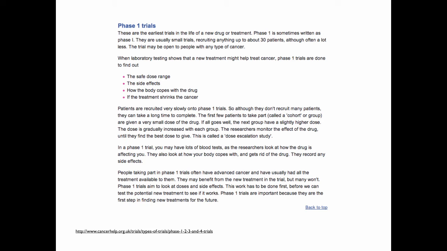That's because you want to wait in between treatments for 2 to 3 weeks, sometimes even longer, to see what kind of adverse events might happen. It might not happen at the very beginning. It might take a few weeks for some kind of adverse event to happen. And so you don't want to just dose all the patients at once. The first few patients to take part are called a cohort, and they're given a very small dose of the drug. If that goes well, the next group have a slightly higher dose.